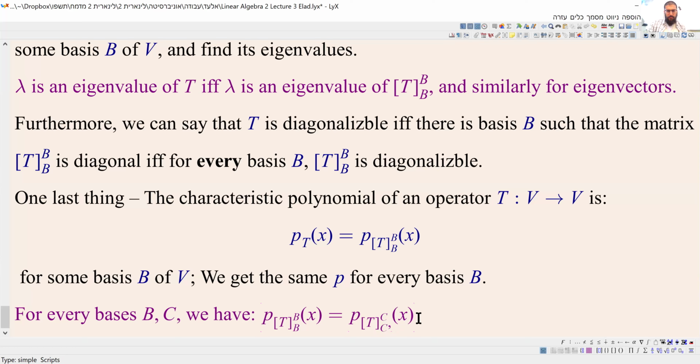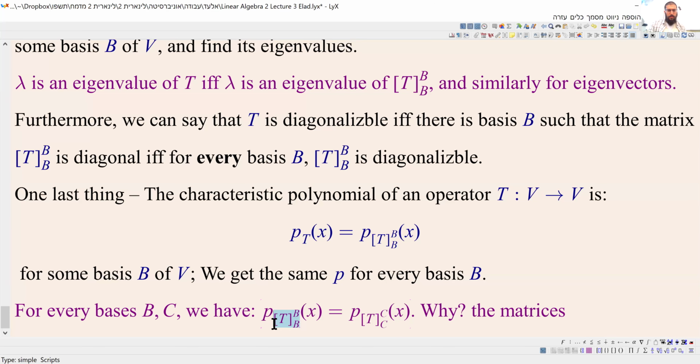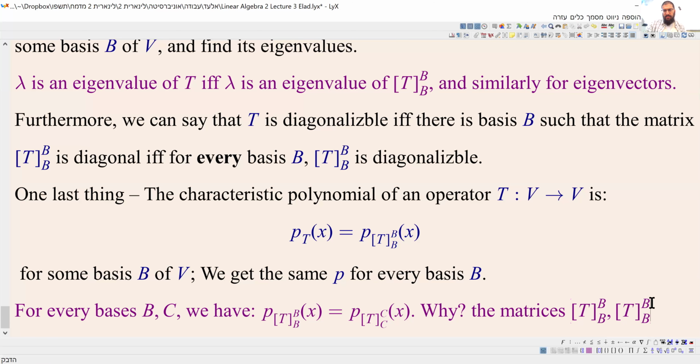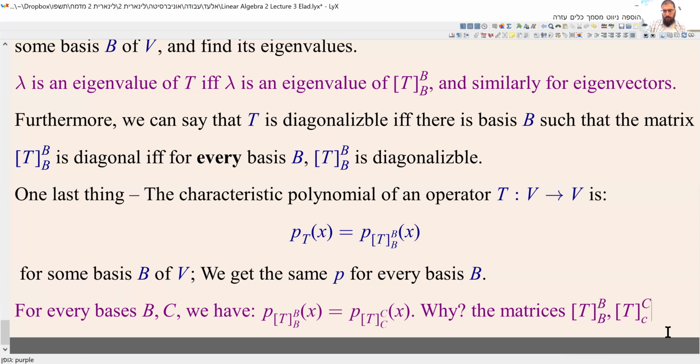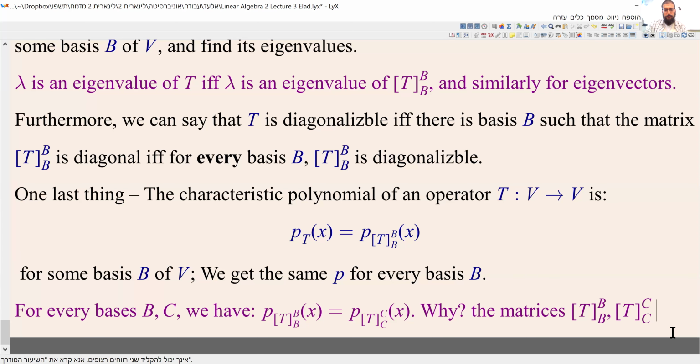Why is that? The matrices of T by B and T by C are similar, as you did see in the previous course. I'll explain why.